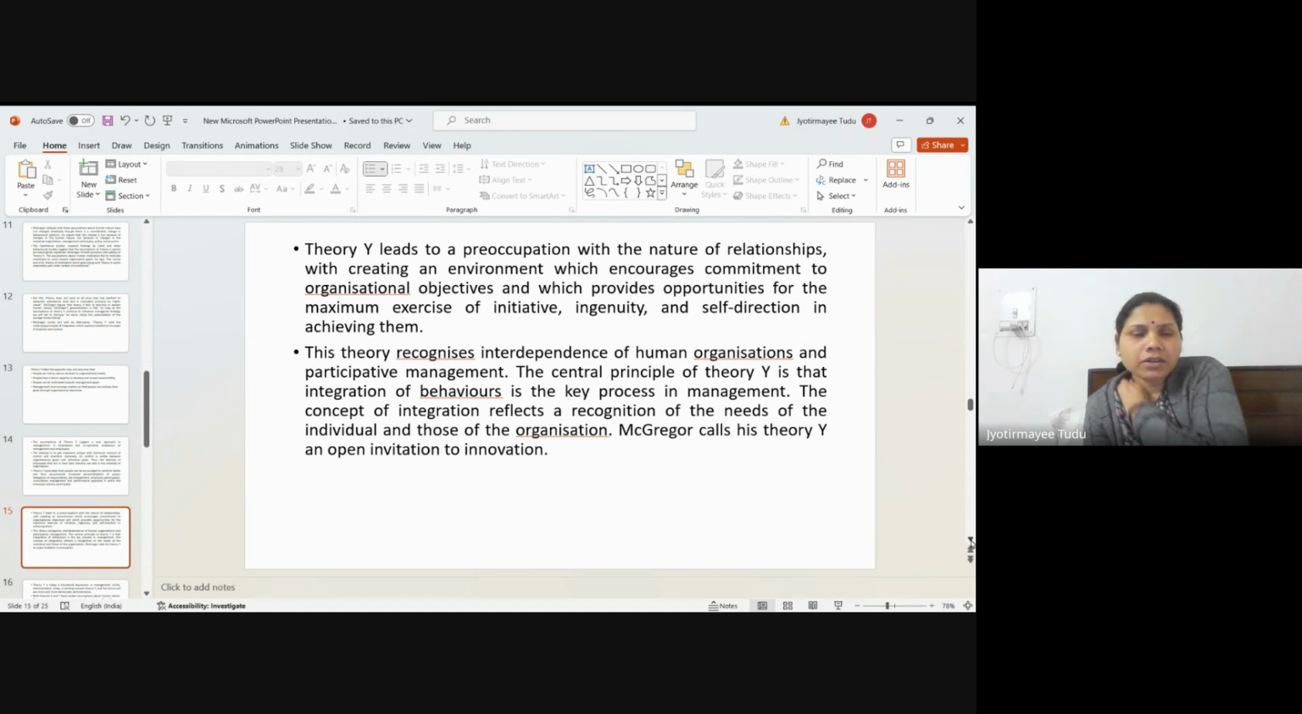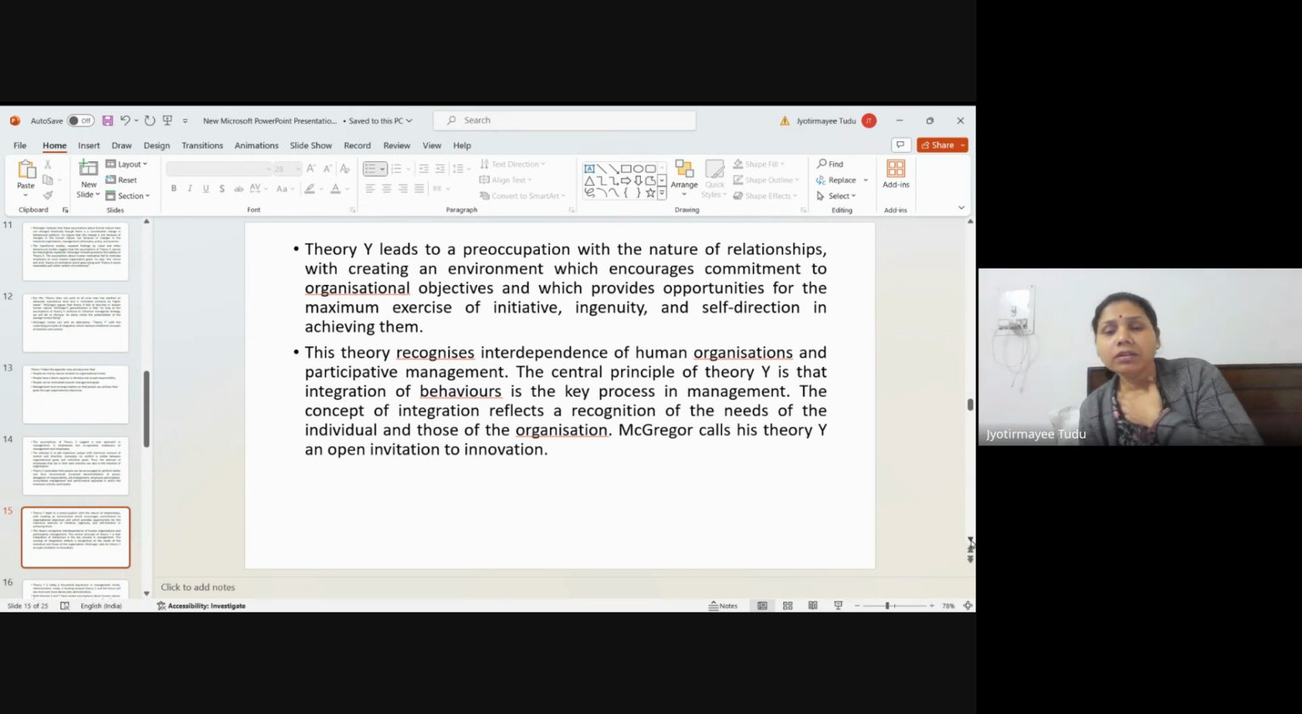Just now I talked about the idea of participation: while we are taking strategies like decentralization and delegation, automatically it opens up opportunities for participation. So an employee who is not essentially part of the management, if management asks for his opinion with regard to a policy decision, then definitely he will feel elated, and a kind of satisfaction comes within him: okay, I am somebody, I have also been asked about the policy decision in the organization. So this theory recognizes the interdependence of human organization and participative management.